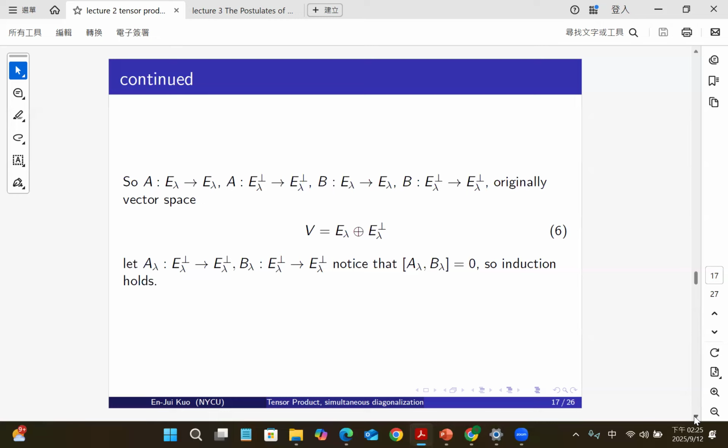So now A already breaks into two parts. The first part acts on the eigenspace. The other part acts on the orthogonal space. So if I restrict A to this closed space, A can be viewed as a linear operator applied on a smaller dimension. And in that smaller dimension, A lambda and B lambda still commute. So by induction, A and B are simultaneously diagonalizable.